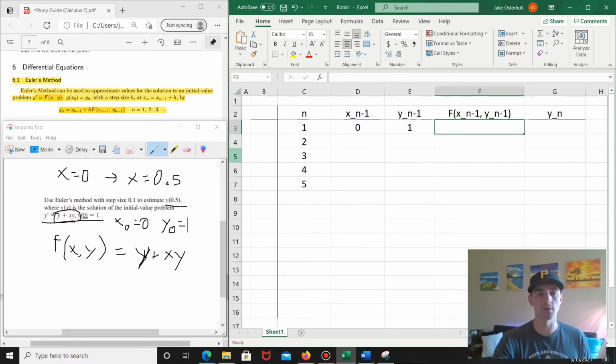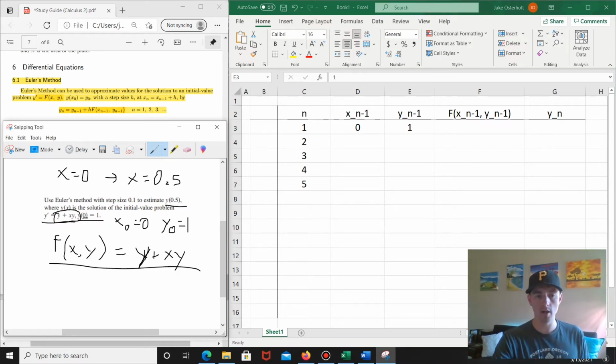Now we're going to start implementing this Euler's method equation and scaling this down into the 5 steps. That will create our Euler's method differential equation calculator that we want to build here. To do that, we need to consider that this column is just whatever we get from plugging this x value and this y value into this formula right over here: y plus xy. So this column should give us whatever we have in this column plus whatever we have in this column times this column.